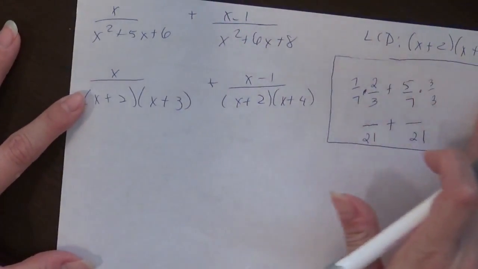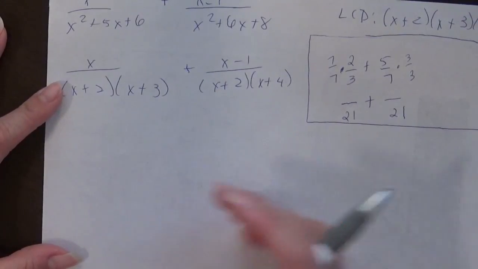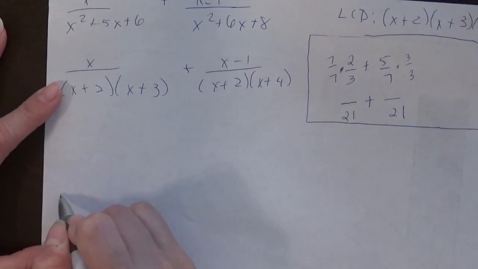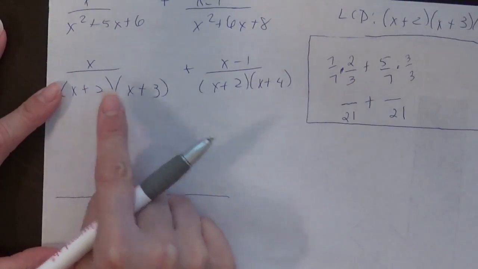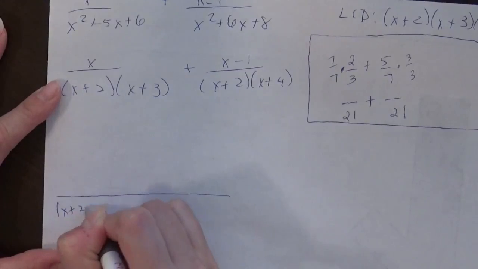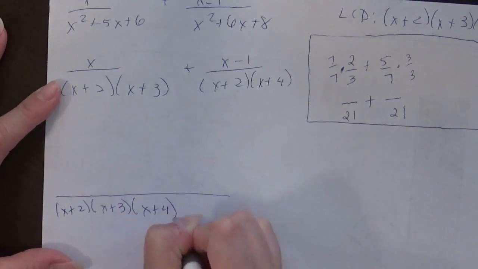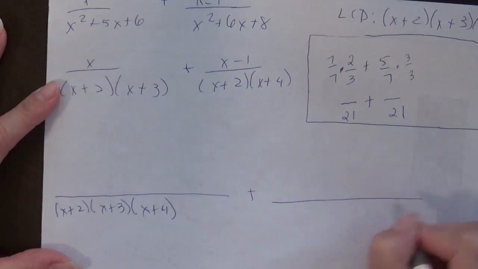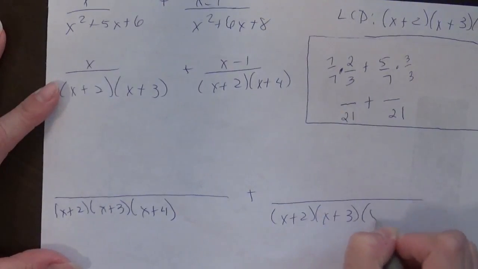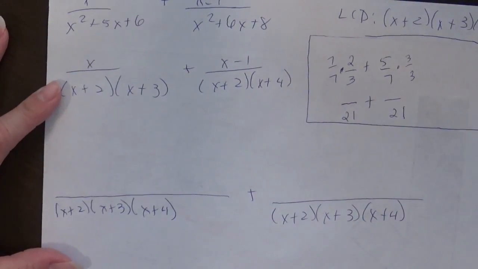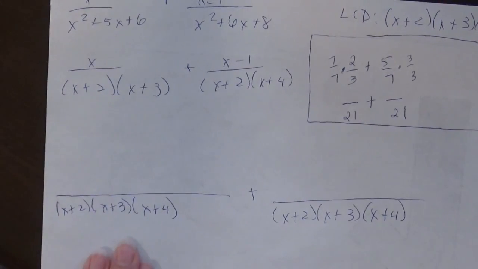So coming over here now, I'm going to make two fractions with the LCD. Now, because mine is so long, sometimes I'll condense this into a single step, but here I'll write it out. So I'm going to rewrite my first fraction with my LCD, x plus 2 times x plus 3 times x plus 4, plus, and then the second fraction with the LCD, x plus 2 times x plus 3 times x plus 4. Okay, it's the same concept.